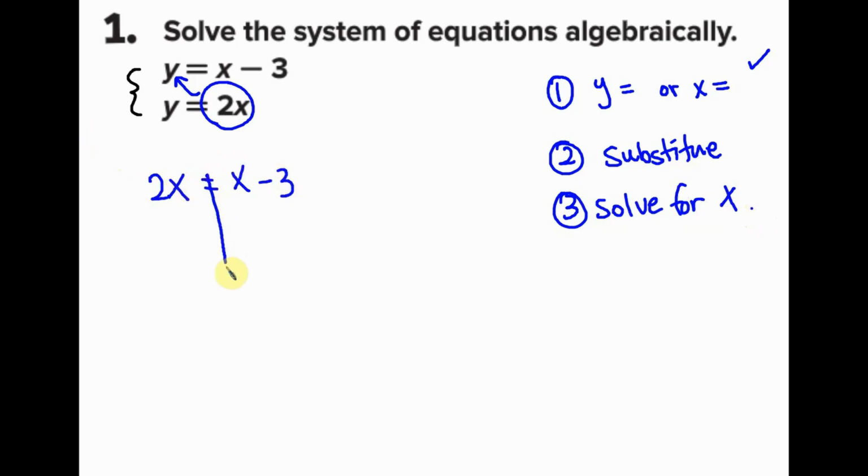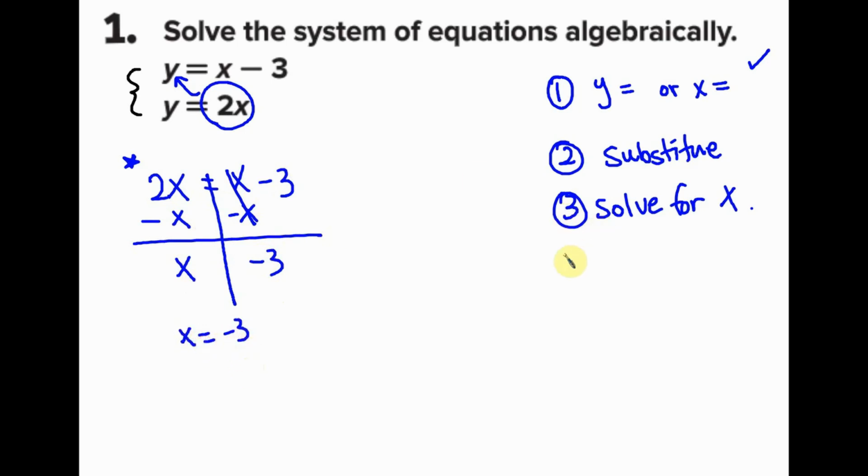So if I draw the line, it doesn't matter which side you choose, but if I want to choose this side to have all the x's, this x right here needs to be removed by subtracting x from both sides. And then 2x minus x will become x. x minus x will be 0, and then you will just bring down negative 3. So I know x is equal to negative 3.